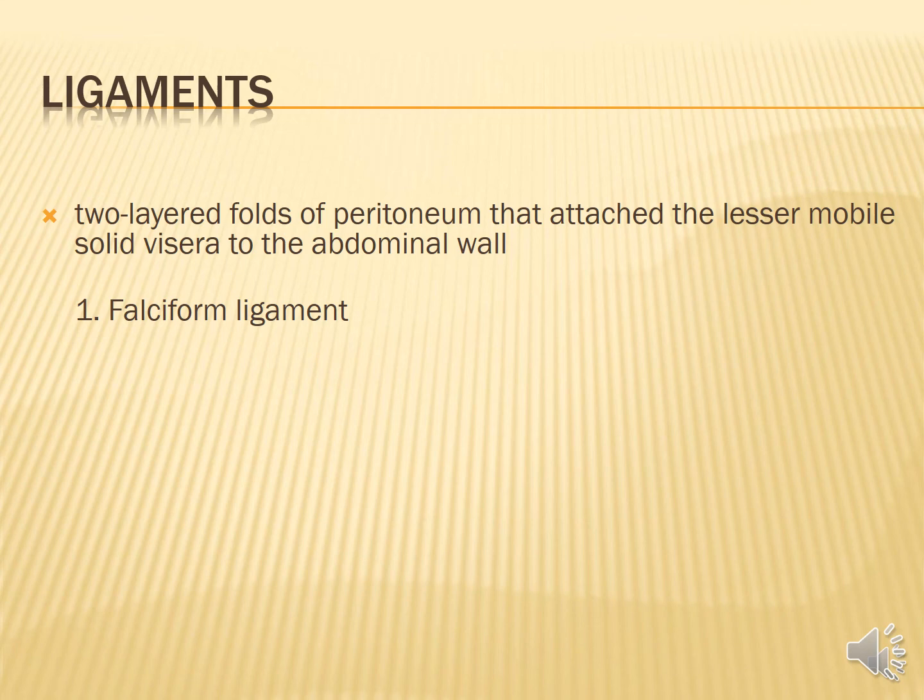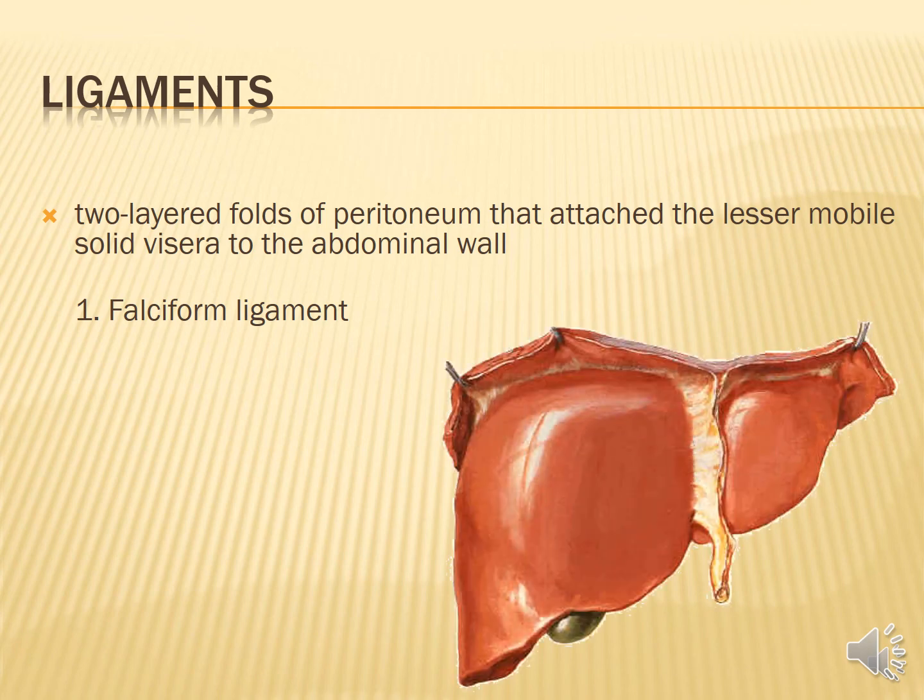Coming to the last type of folds of peritoneum, that attach the less mobile solid viscera to the abdominal wall. They are the ligaments. Best example is falciform ligament, which is a sickle-shaped fold of peritoneum attached to the anterior-superior surface of liver. It is depicted in yellow color in this figure.